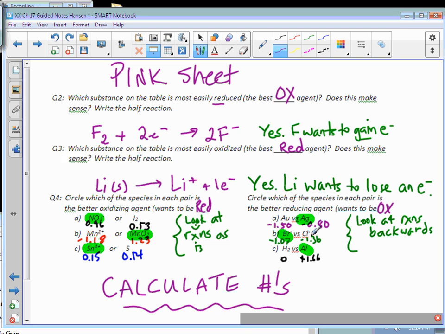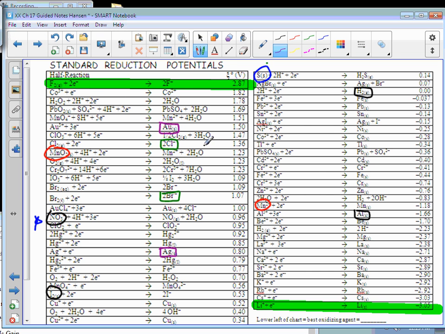All right, so we have Br minus and Cl minus. When you look those up, be careful that you are looking up the products. So here's Br minus going to Br2, Cl minus going to Cl2. So switch both those signs.